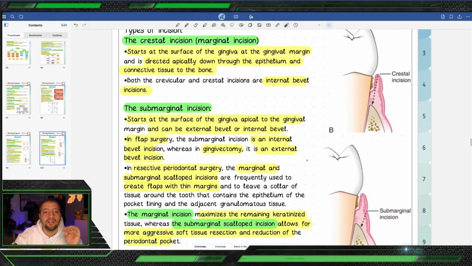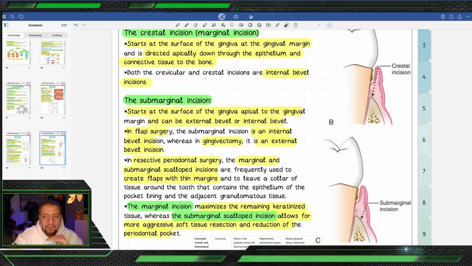This is called internal. And submarginal is the same this way, but we start here in the submarginal incision, and here again we are preserving all the attached gingiva. Start at the surface of the gingiva, apical to the gingival margin, and it can be external bevel or internal bevel. When we go about gingivectomy, I'm going to explain how it can be external bevel. But most commonly, it will be internal bevel because it's directed apically. In the flap surgery, the submarginal incision is an internal bevel, and in gingivectomy it is an external bevel incision. In the gingivectomy, I will show you more pictures.